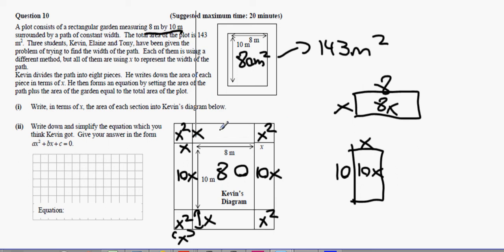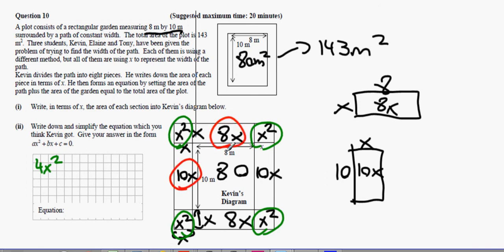Now we got to add up all the areas together. When we add all these up together, we get 143. So we're going to get x squared plus x squared plus x squared, and we have 4x squared, because if we count them, we got 1, 2, 3, 4. And then we have 10x plus 8x plus 8x plus 10x, and what that's going to give us is 36x.